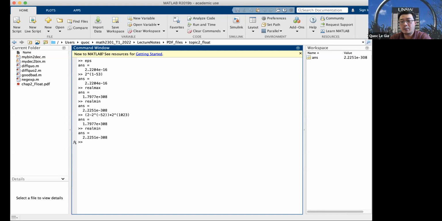So this is a subtle point here. So why is real min not 0? Why are the minimal real numbers not 0, but 2.2 times 10 to the minus 308? Why is that?